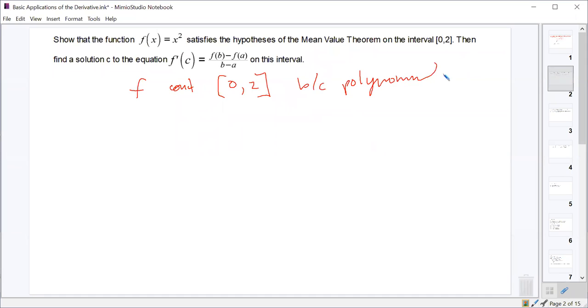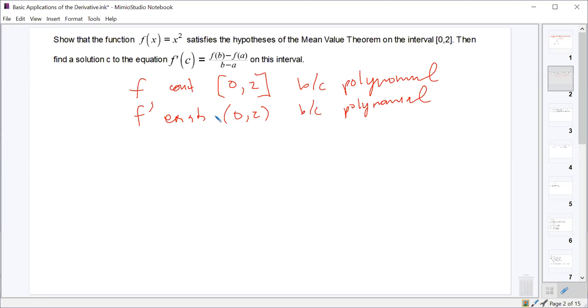And we can also use that reasoning for the derivative also, right? Polynomials are always differentiable for their entire domain. So yes, it satisfies both hypotheses of the mean value theorem, that it's continuous on the closed interval and that it is differentiable on the open interval from 0 to 2.